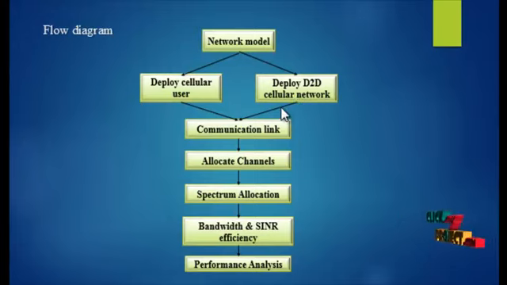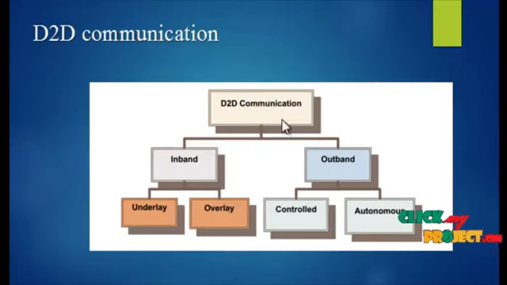So in the D2D process given in the figure, there are two types of D2D communication: inbound and outbound. In this process, inbound includes underlay and overlay, and outbound includes control and autonomous.